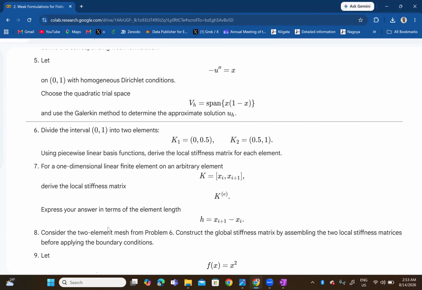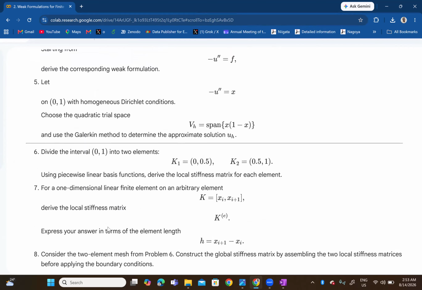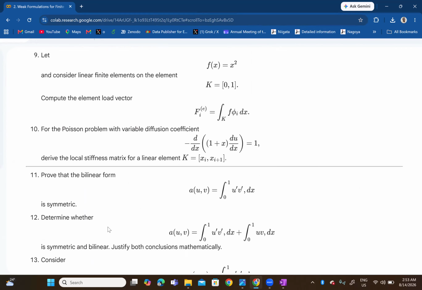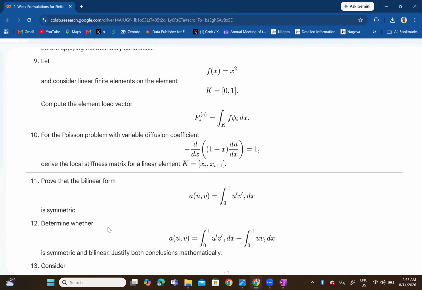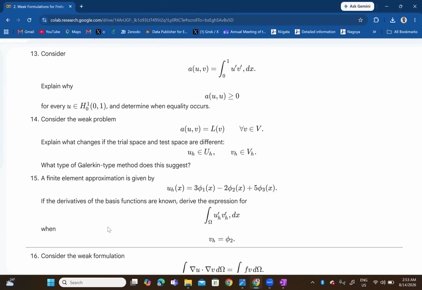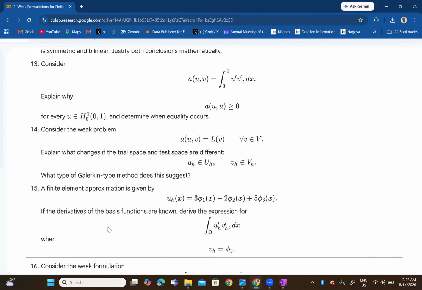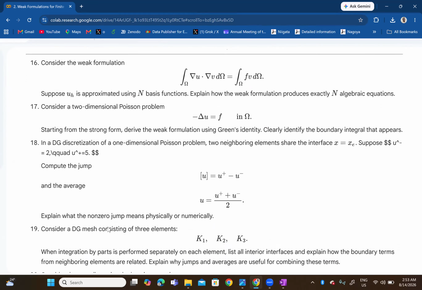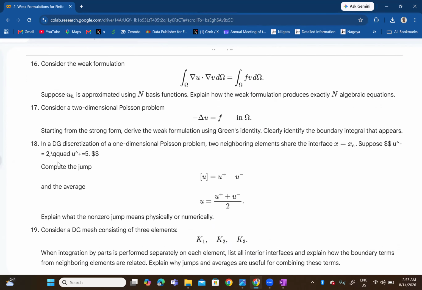Now you can see questions 5 to 8, all clear. Then you can see 9 to 12, all clear. Then you have 13 to 15, all can be seen here. The next problem I'll be solving is 17. Then you can see 17 to 19 here. So I'll be solving question 17.